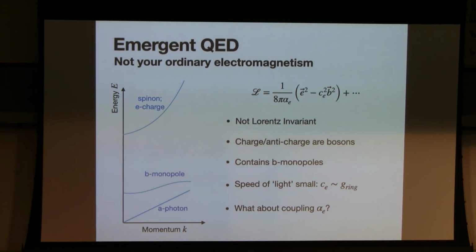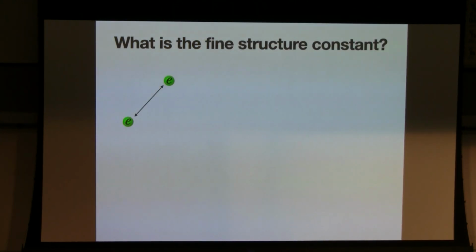Okay, so there are two couplings in that Lagrangian I put up there. One of them is the speed of light, and one of them is the fine structure constant, alpha E, the coupling. So what about it? Well, let me remind you what it is in our universe.